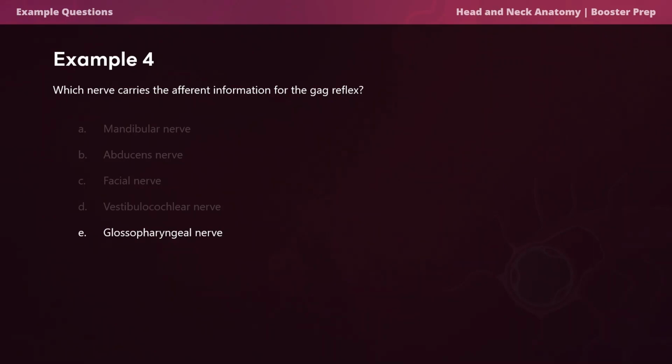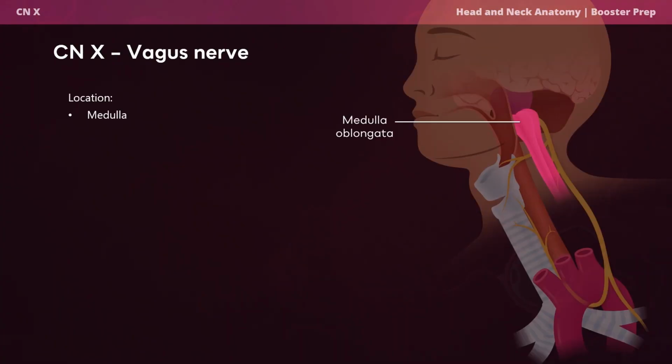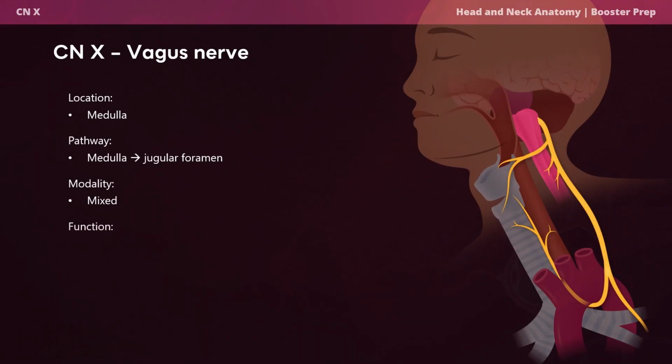And I'm gambling on the fact that you guys are going to like this next nerve. That's right, it's the vagus nerve. What happens here stays here. So the vagus nerve originates in the medulla as it travels through the jugular foramen, where it exits alongside cranial nerve 9 and cranial nerve 11 to serve its function as a mixed modality nerve. The vagus nerve has extensive distribution throughout the body.